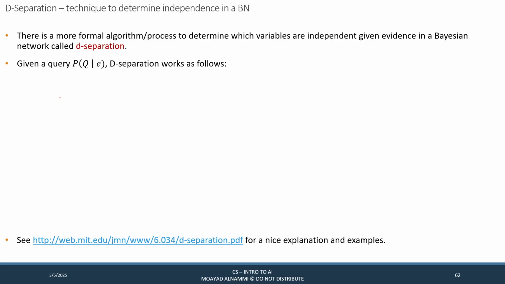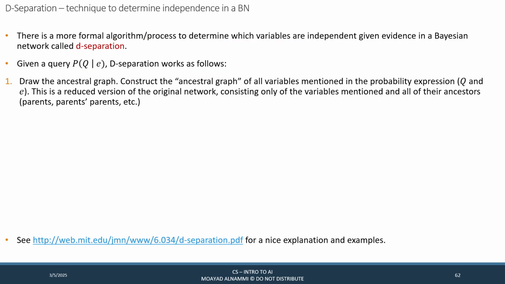So here's d-separation. There's a more formal algorithm to determine which variables are independent given evidence in a Bayesian network. This is called d-separation. So if you're given a query, the probability of some query variables given some evidence, d-separation works as follows. You want to look at your Bayesian network and draw what's known as the ancestral graph. So construct the ancestral graph of all variables mentioned in the probability expression. This graph will contain the Bayesian network that just involves the variables that are in your query and your evidence. And this will be a reduced version of the original network.